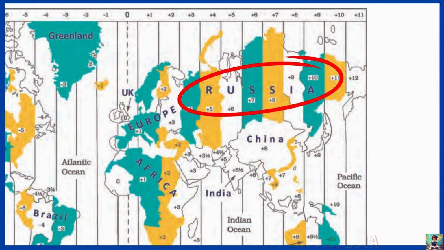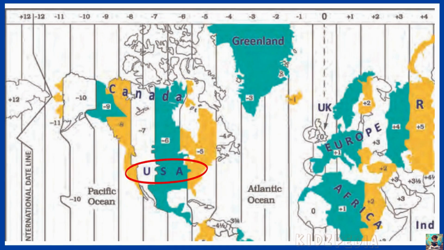Russia. It is the largest country in the world. Russia uses 11 time zones. That means if you travel across the country, you will need to change your watch 10 times. United States. The USA has 6 time zones. And Canada also uses 6 time zones just like the USA. These countries are very wide, so they follow the rule of 15 degrees equals 1 hour. So, as you move across the country, the local time changes every 15 degrees of longitude.